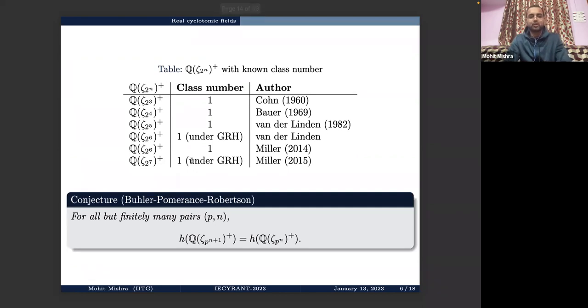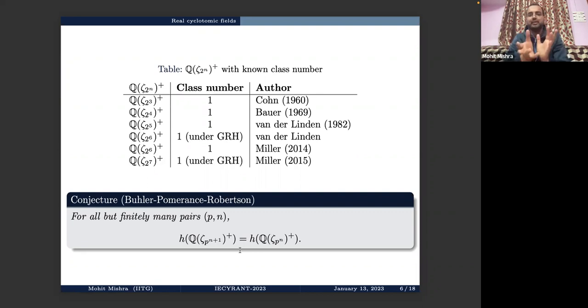Okay. So related to the class number of this real cyclotomic field, we have another very well-known conjecture, the Buhler-Pomerance-Robertson conjecture, which says that Q(zeta_p)^+ is contained in Q(zeta_{p^2})^+, which is contained in Q(zeta_{p^3})^+, and so on. This conjecture says that after a finite stage, the class number stabilizes. That means the class number at each stage is the same.